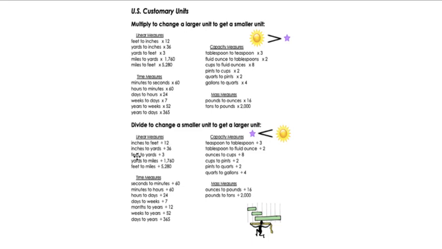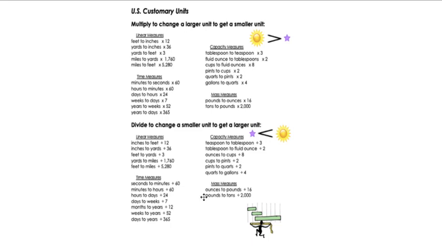If you're going from yards to miles, yards are smaller than miles, so yards going to the larger miles would be divided by 1,760, because that's how many yards are in 1 mile. Or if you're going from cups to pints, cups are smaller than pints, you would divide by 2. Or with time, you would go from days to weeks. Days are a smaller unit than weeks, so you would divide by 7.